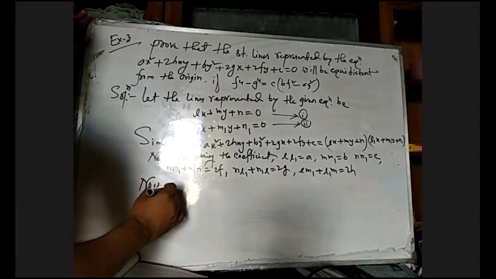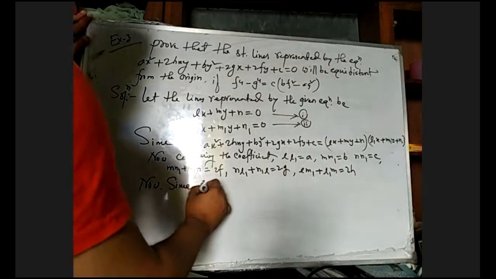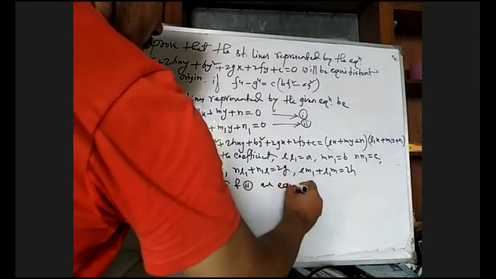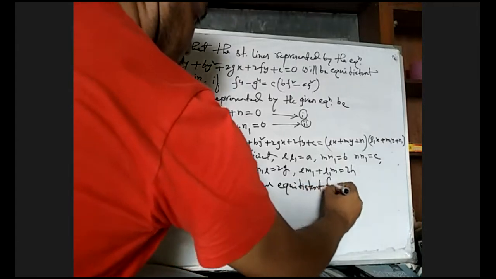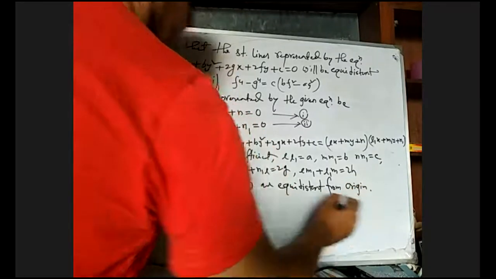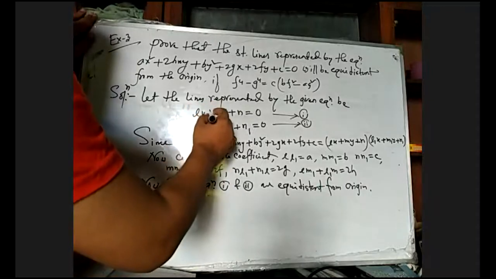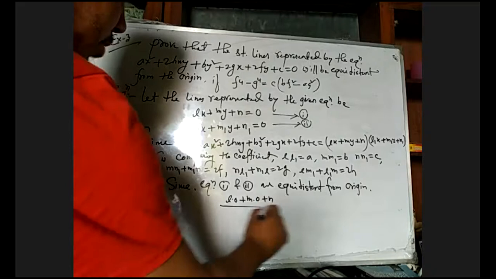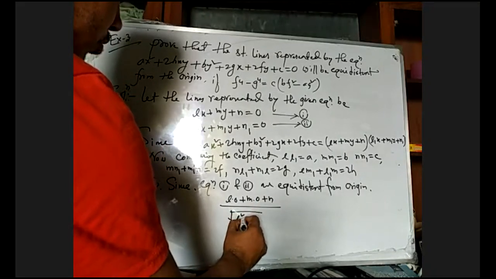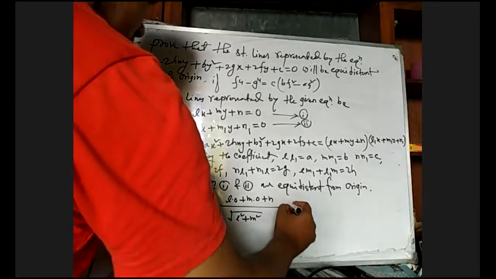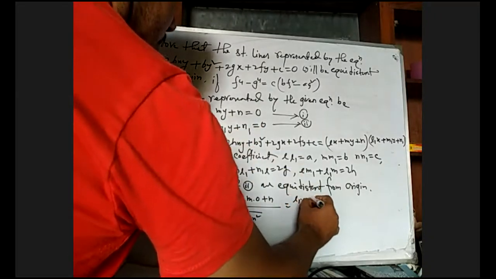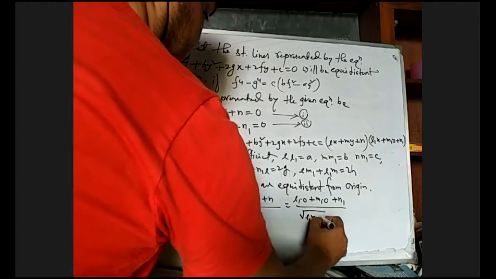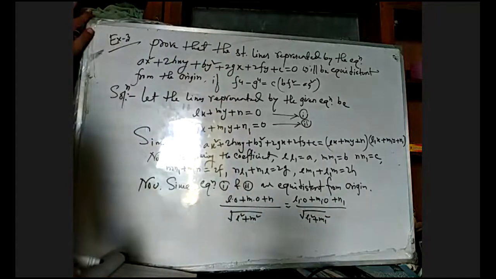Now, since the two lines are equidistant from the origin, we can write the distance from the origin. For the first line, it will be l into 0 plus m into 0 plus n, divided by the square root of the coefficient of x square, l square, plus the coefficient of y square. And this equals, for the second line, l1 into 0 plus m1 into 0 plus n1, divided by the square root of l1 square plus m1 square, that means the coefficient of x square plus the coefficient of y square.